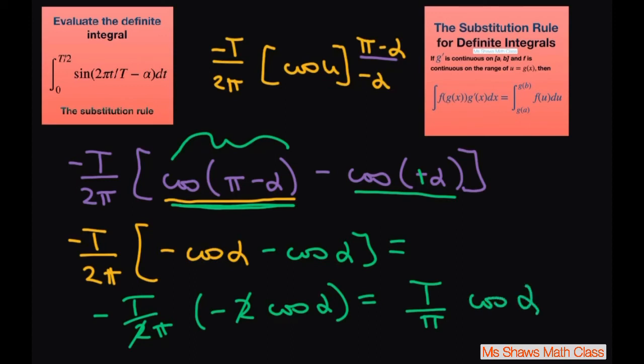Like I stated before, if you don't know why this part equals negative cosine, I'm going to show you that now. We're going to use the sum and difference formula. We had cosine of pi minus alpha. Let's call these A and B instead, because we already have alpha. So this is like A minus B.